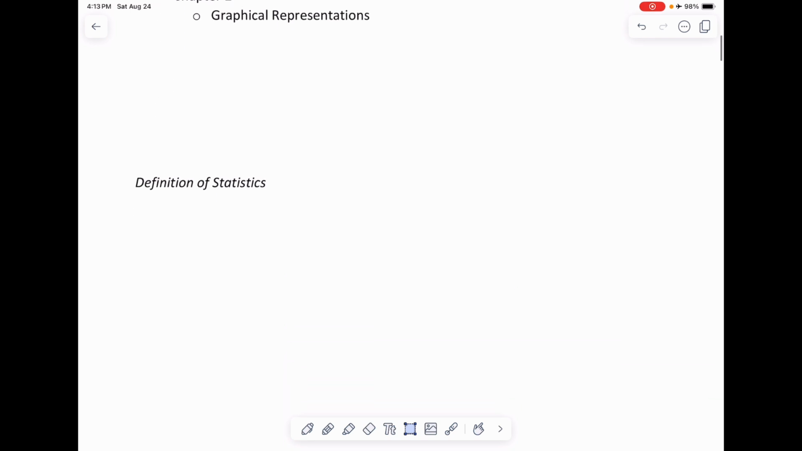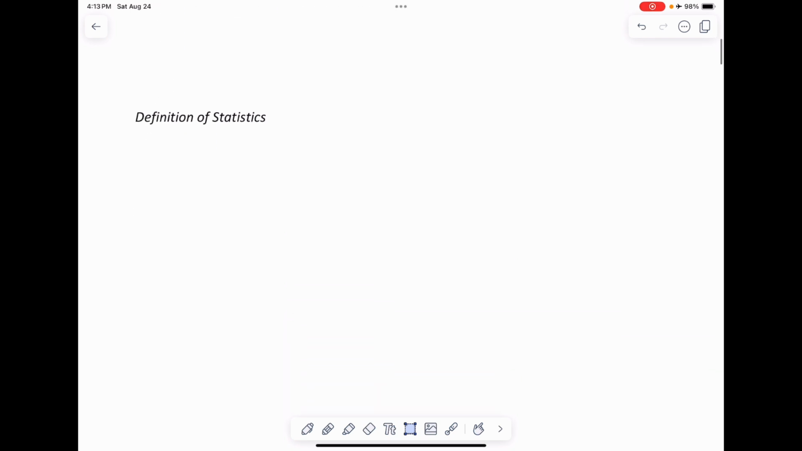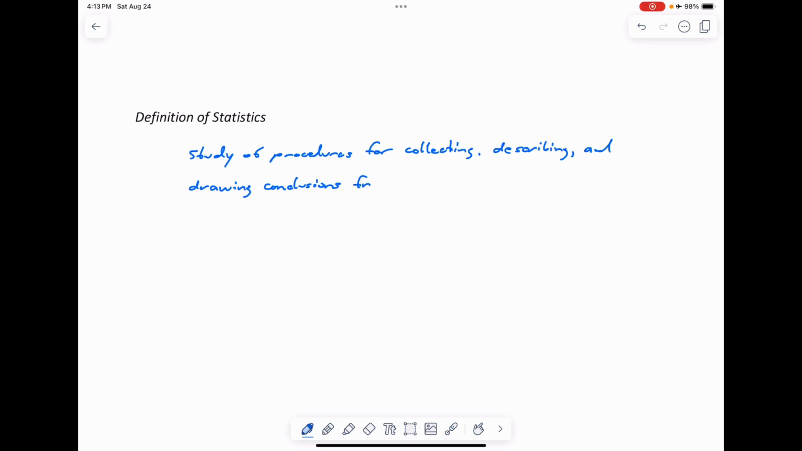We're going to start with the definition of statistics. And statistics, I'm going to say it this way, is simply the study of procedures for collecting, describing, and drawing conclusions from information, or from data, if you wish.